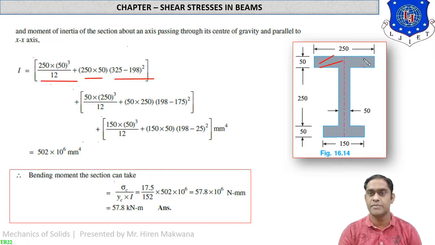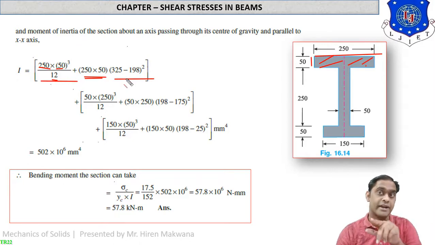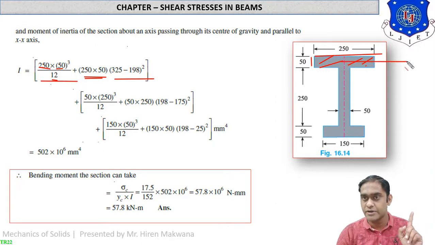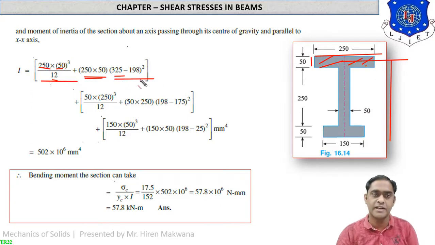If you remember the method, our first part is a rectangle, so Ig is BD cube by 12. So BD means 250 into 50 cube. Here it is BD cube by 12. Area will be 250 into 50. And what is h bar square? h bar means Y bar minus Y1 or Y1 minus Y bar. You can calculate Y1 from the CG. Y1 is the center of gravity of the first part from the bottom, which is 325. And Y bar we have calculated as 198.